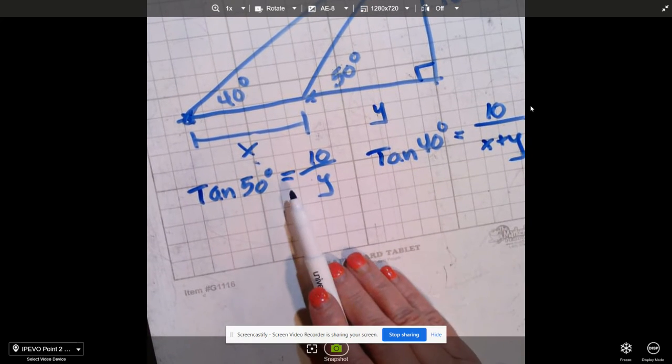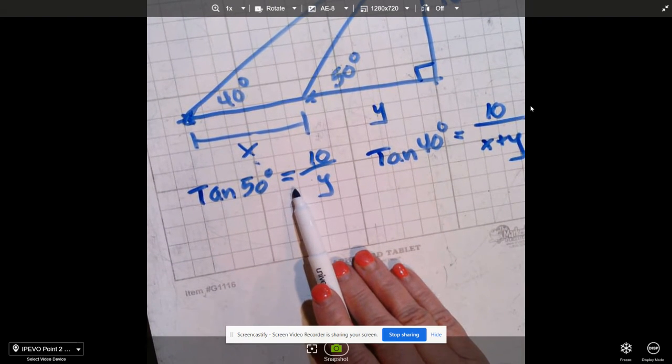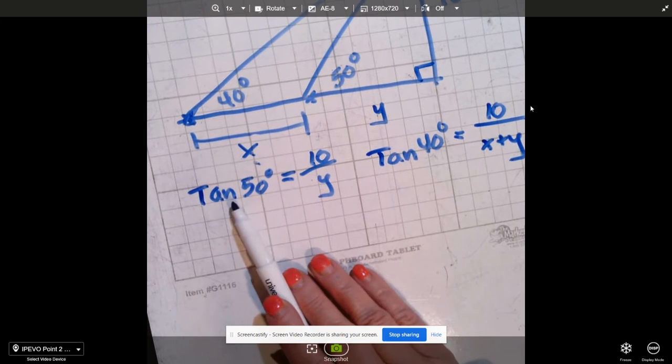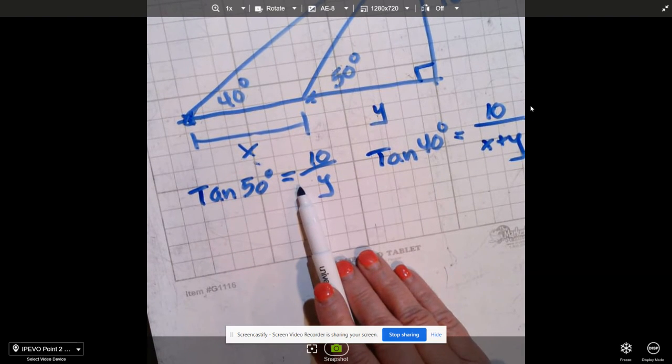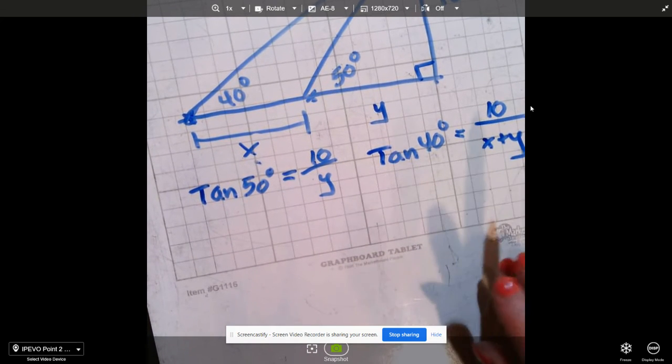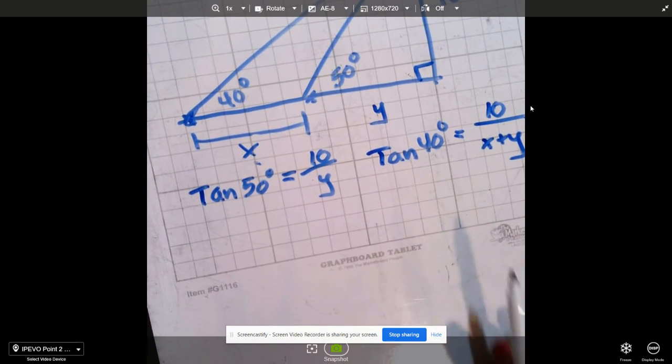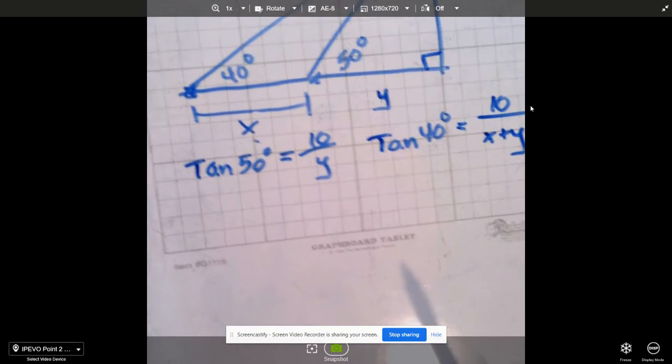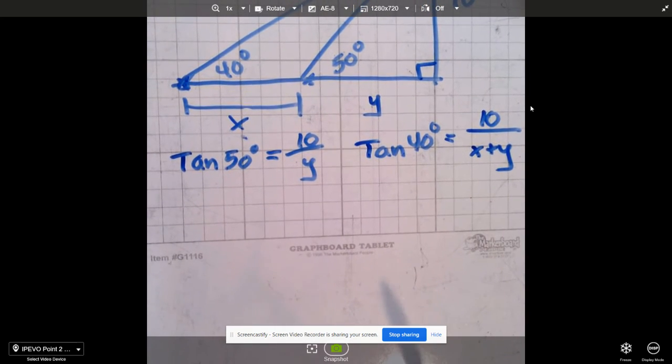Now, another option would be just to get a value for y, which you can certainly do. Just 10 divided by the tangent of 50 will give you a value for y. And you can round that value and then substitute it in. It might make the problem a little bit easier, but it's not the best way to solve the problem. So I'm going to show you the better way to solve the problem.